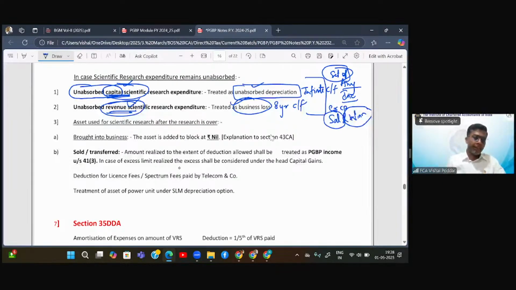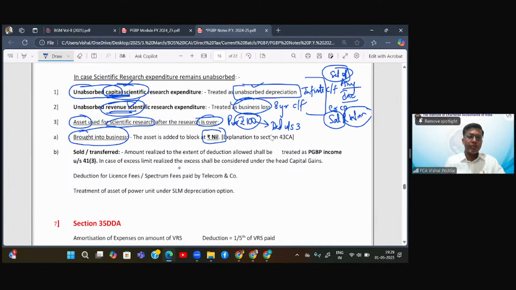Now next point, related with our previous discussion, you purchase the asset for doing scientific research. Now your scientific research is over and you decide to start using the asset for your regular business. So you start using it in your regular business. The moment you start using it in regular business, you show it in block. But what cost will go to the block? 0. Why? Because I purchased scientific research asset for rupees 100. Entire 100 is deduction under 35.